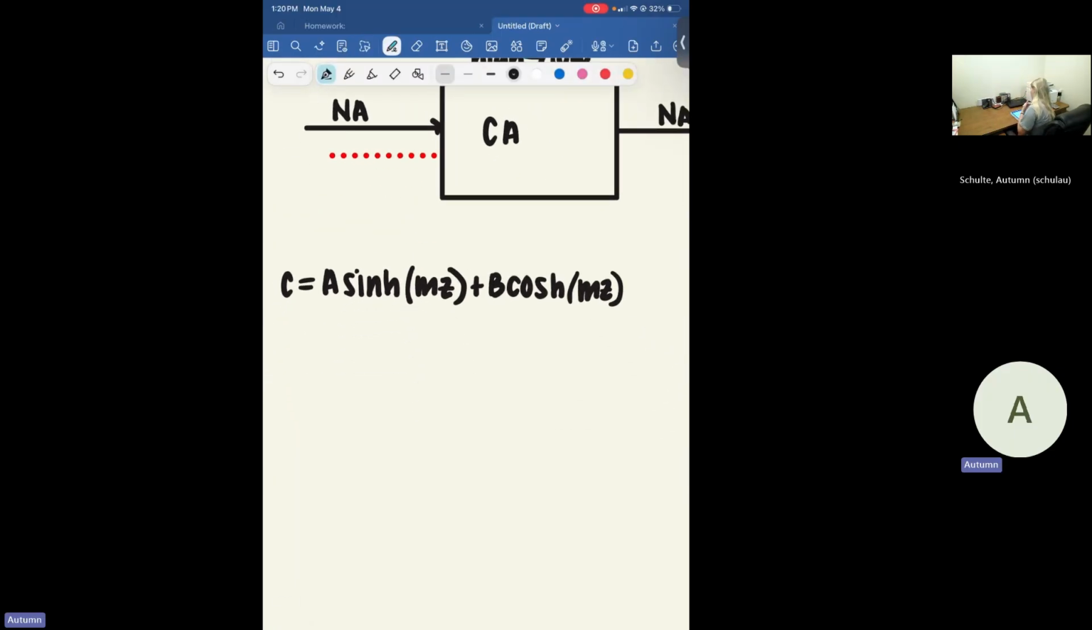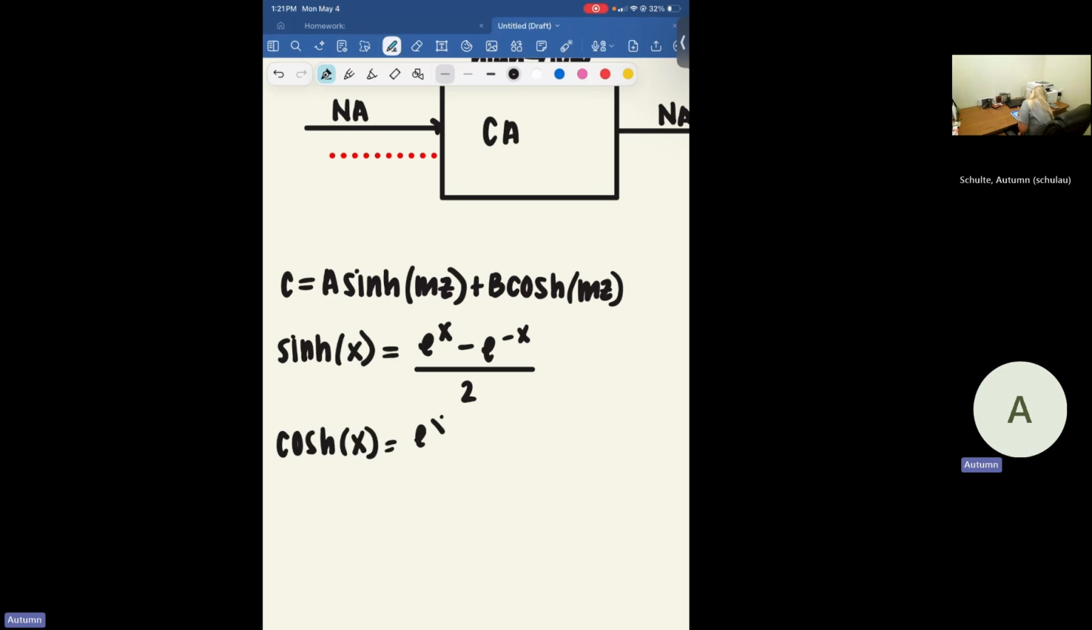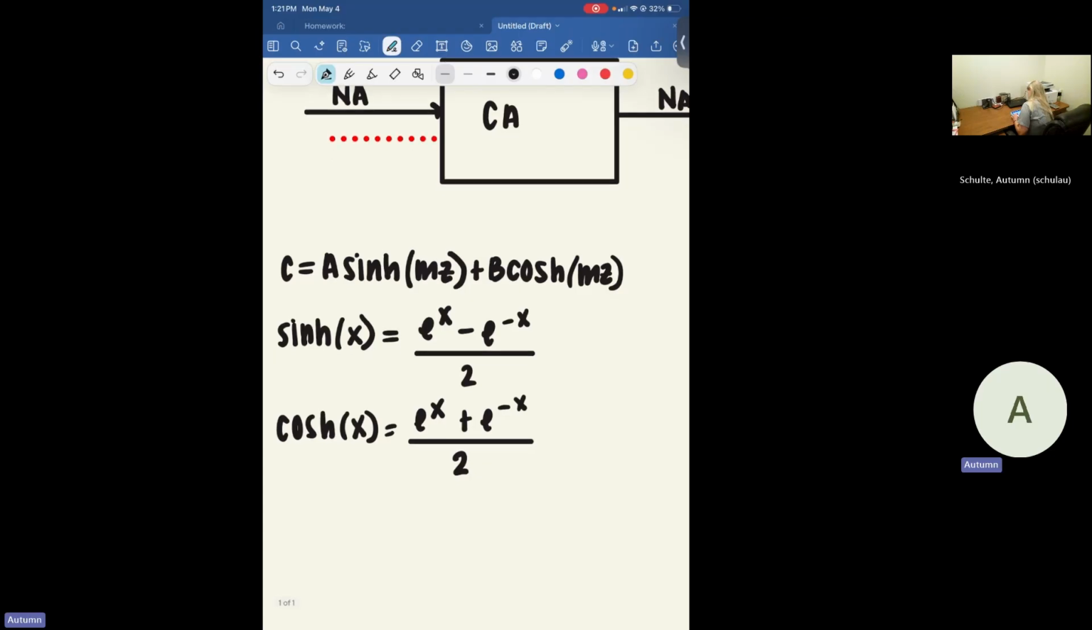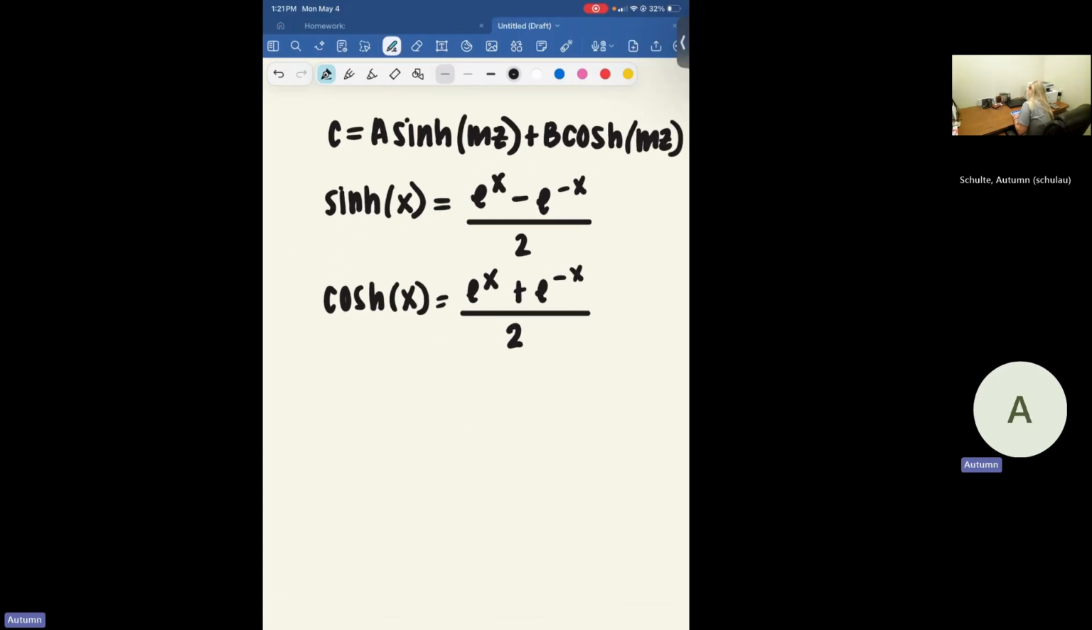So now, if you are unfamiliar with hyperbolic sines and cosines, the hyperbolic sine of x is equal to e to the x minus e to the negative x divided by 2. Similarly, the hyperbolic cosine of x is equal to e to the x plus e to the negative x divided by 2. So we plug that back into our equation.